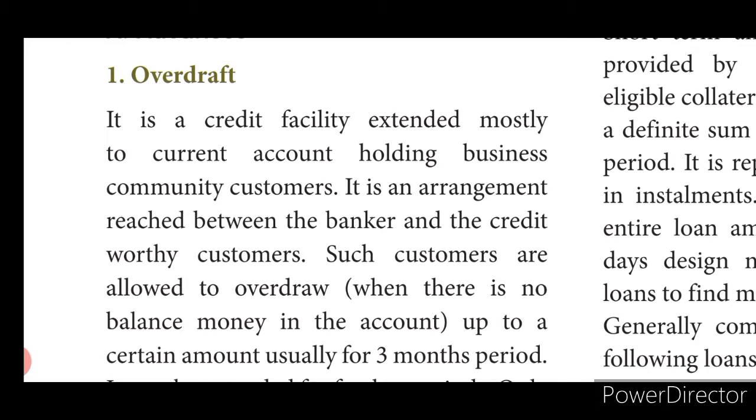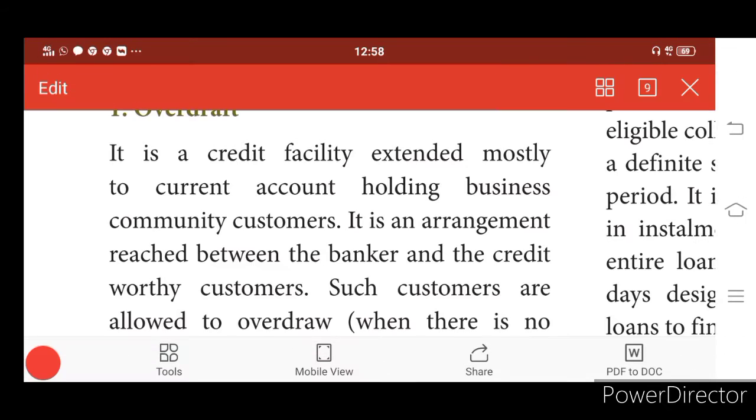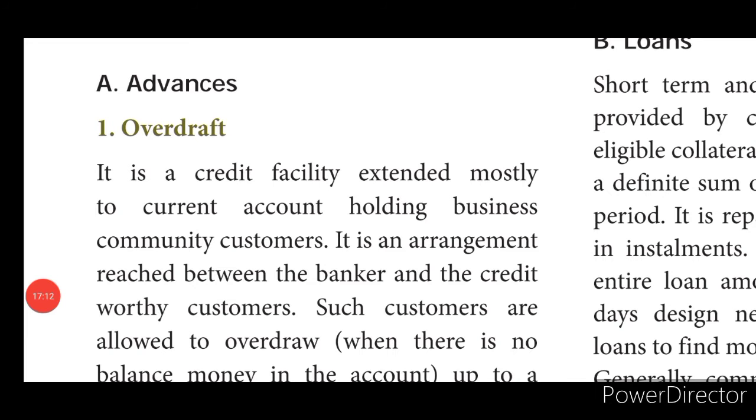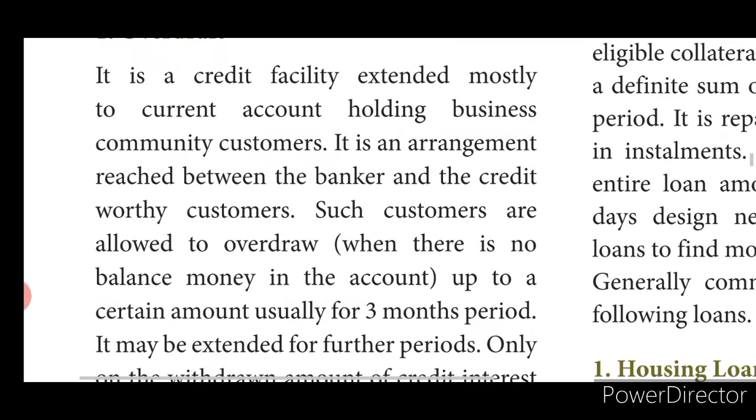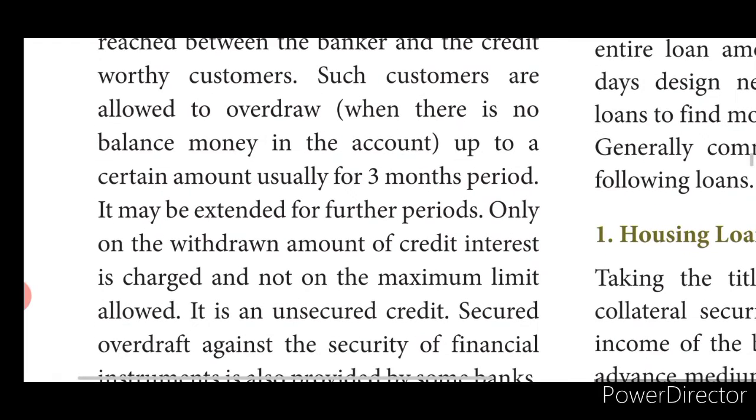You understand? I will explain through the definition. It is a credit facility extended mostly to the current account holding business community customers. It is an arrangement reached between the bankers and the credit-worthy customers. Such customers are allowed to overdraw when there is no balance money in the account, up to a certain amount, usually for a 3 months period, which may be extended for further periods.